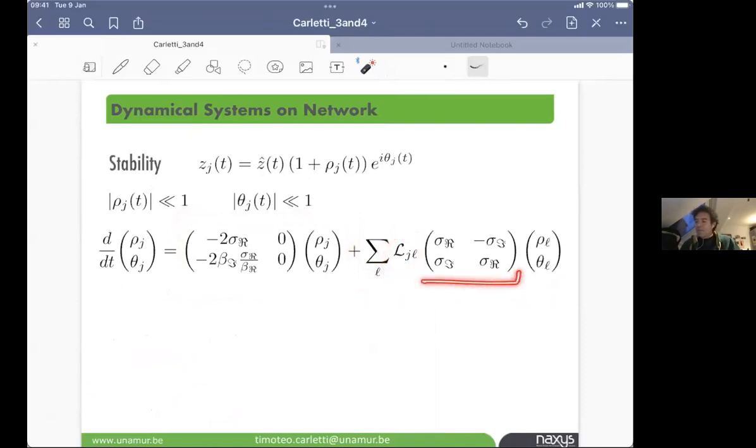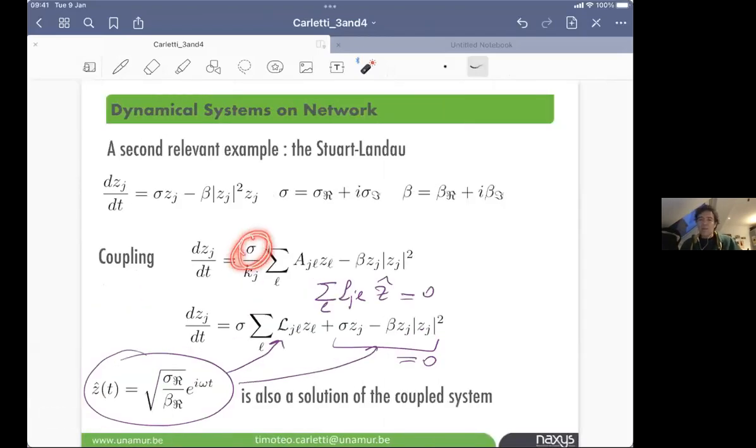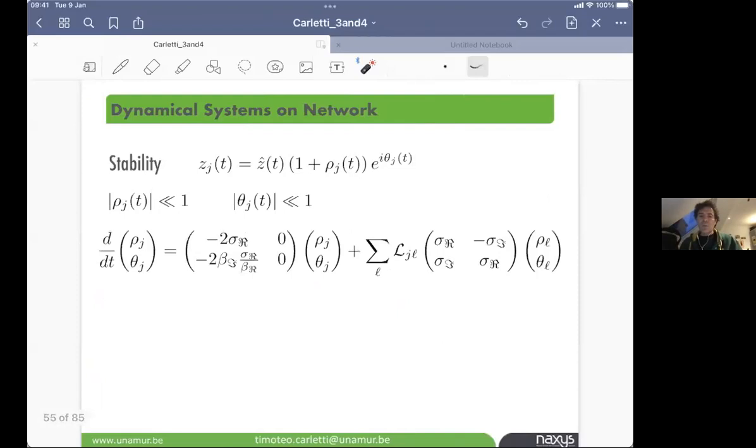And this new coupling, in some sense, depends only on sigma. Beta does not enter in the coupling, of course, because I only coupled through the first part, where this is sigma, I know where beta is, okay? Now you have this equation, and we would like to understand if this system is stable or not. That means, if rho j and theta j go to 0 or not as time goes on.